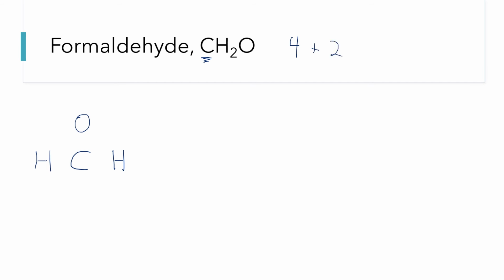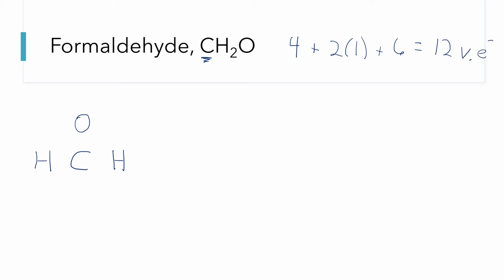There are 2 hydrogens and each brings 1 electron, and then oxygen's in group 16, so it will bring 6 valence electrons. So if we add the 6 and the 4, that gives us 10, and then we've got another 2 there in the middle. So this is going to be 12 valence electrons that we have to work with.